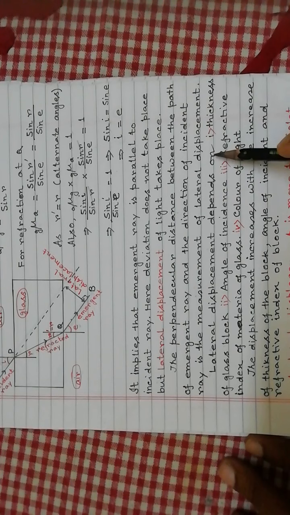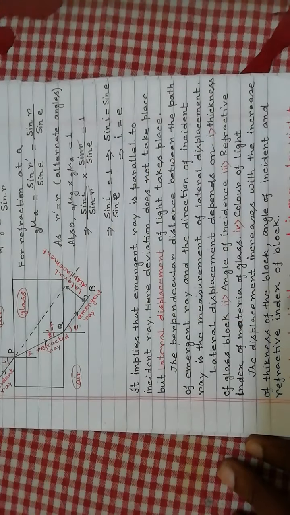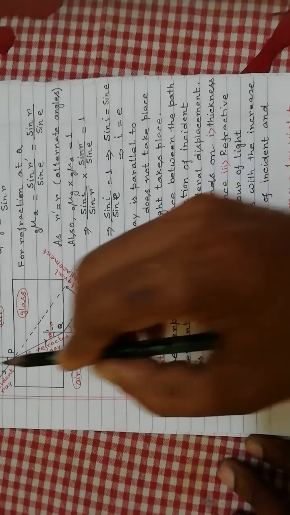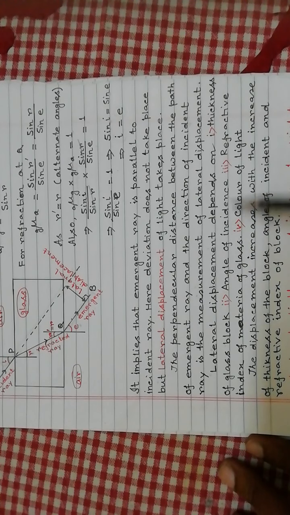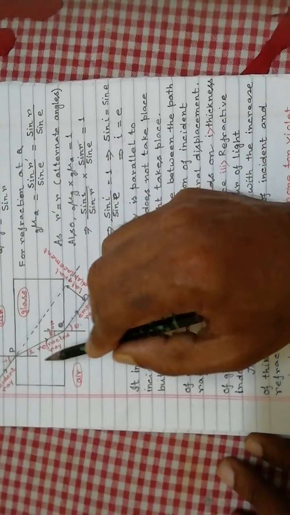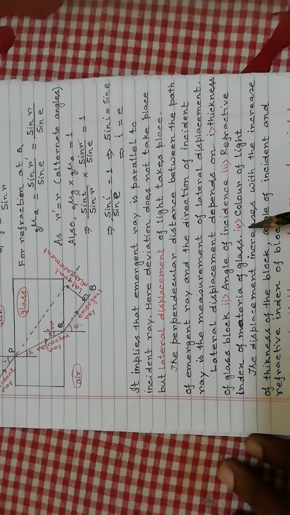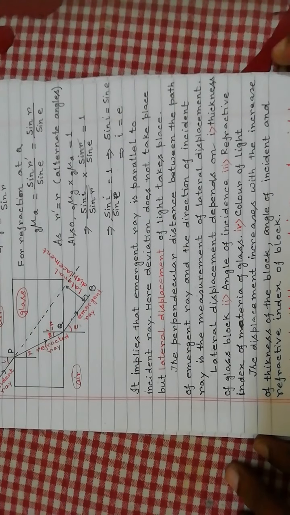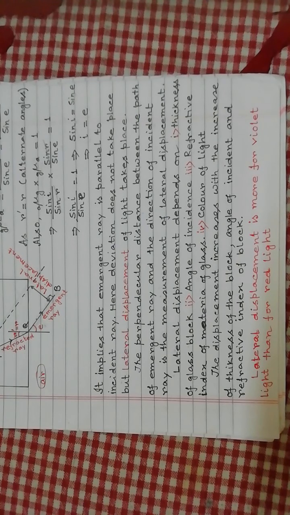What are those factors? First, the lateral displacement depends on the thickness of the glass slab. This is the thickness of the glass slab. Number 2, the angle of incidence. Number 3, the refractive index of the material of the glass. This is the glass slab. What material is used for this? That means what is the refractive index of the glass slab. Number 4, it is very, very important: the color of light. On these 4 factors, the lateral displacement depends.